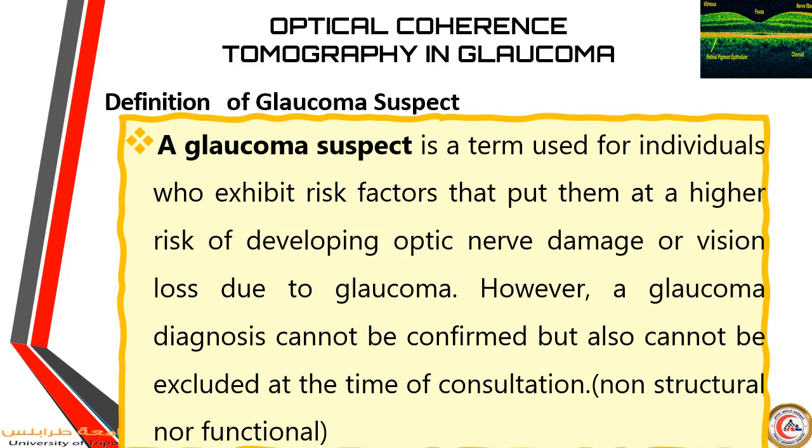So we shouldn't neglect these patients. We should follow them serially so that we pick them up early, if they convert to pre-perimetric glaucoma, and then convert to glaucoma. So you can see that this is a large spectrum of glaucoma, starting from glaucoma suspect and ending up with glaucoma itself. In between is pre-perimetric glaucoma.